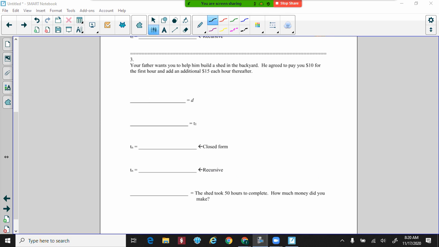All right, for question number 3, we skipped around a little bit, but it says your father wants you to help him build a shed in the backyard. Now let's read what the question's asking. He agreed to pay you $10 for the first hour. So right then and there, I know that my first term is going to be 10. And he is going to pay you an additional $15 thereafter. So my common difference ends up being 15.